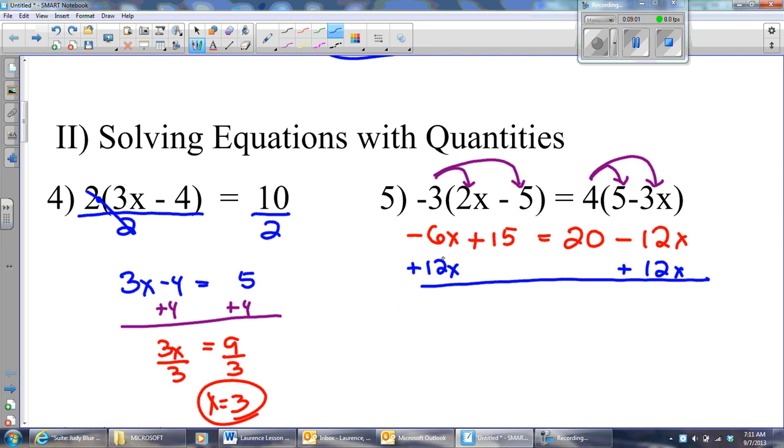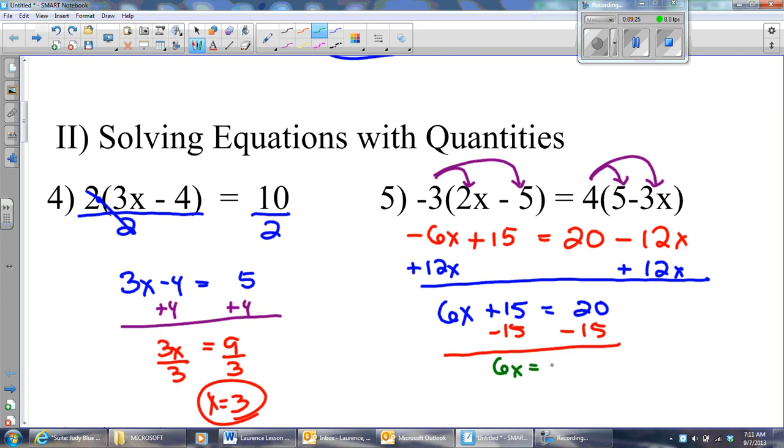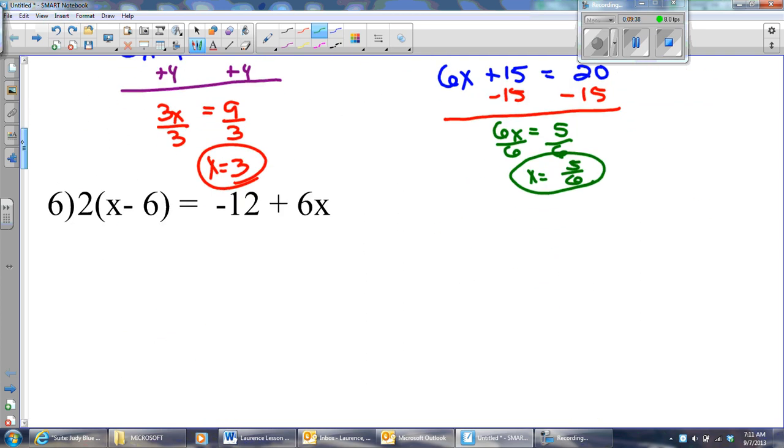And my left-hand side is going to turn into 6x. -6x plus 12x is +6x plus 15. And that's going to equal 20. And then I'm going to subtract 15 from both sides. And that will get me 6x, which is going to equal 5. I'll divide by 6. And then I will get that x is going to equal 5/6. And remember, fractions are our friends. It's okay to have a fraction.